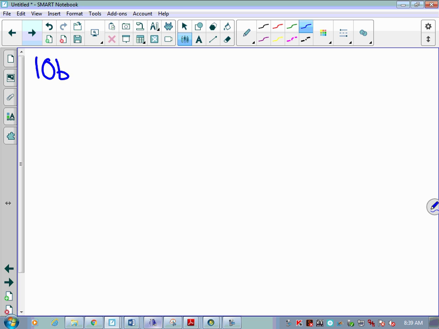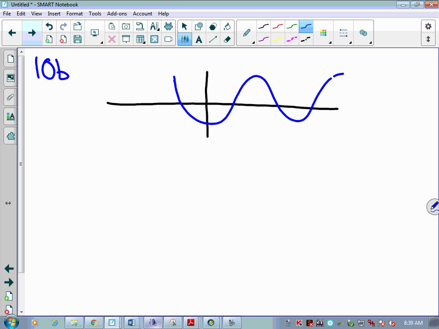All right, let's look at 10b. 10b is similar. They want this one written as a cosine function. And if you look at it, you'll notice that it looks like a cosine function. So I can tell you off the bat that there's no phase shift here. There's no shift, so it's going to look like this. It has a peak at 10, has a minimum at 6, and it appears to be completing a cycle here at 80 degrees.